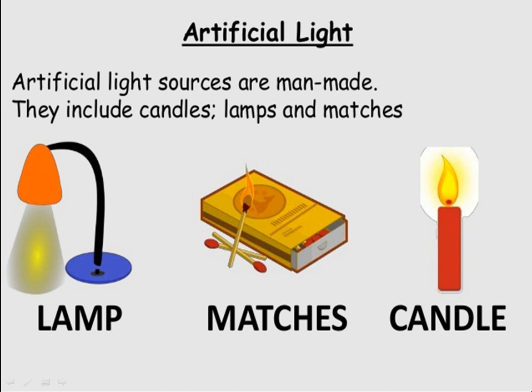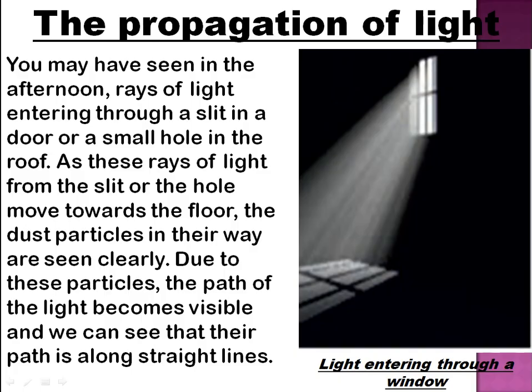artificial light. What does artificial light mean? One kind is natural light, which comes from nature, and artificial light means lights made by man. These artificial lights are man-made sources, and they include candles, lamps and matches. So these are examples of artificial light. These sources of light are made by man.